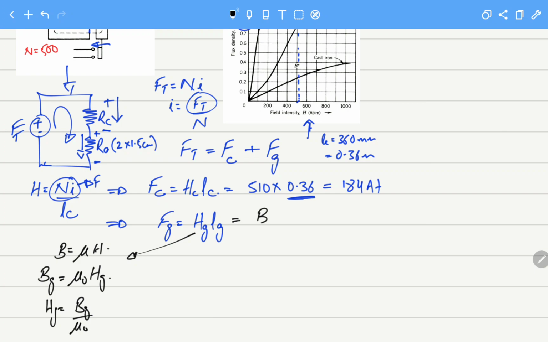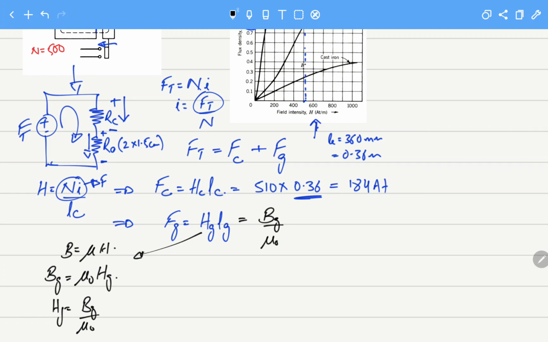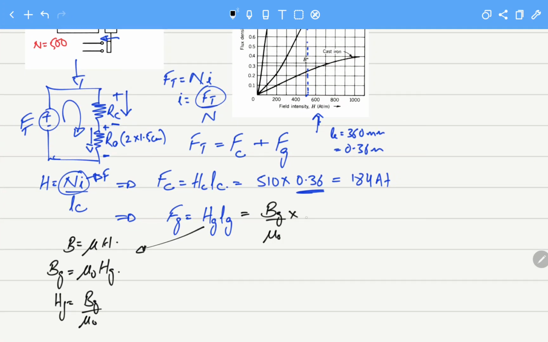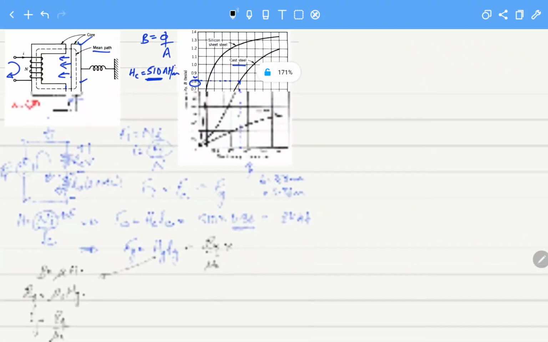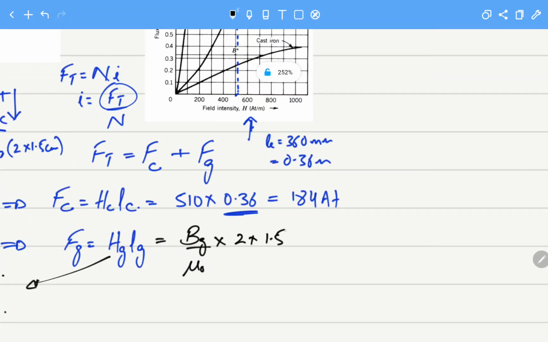So this equation will become Bg over mu naught into Lg, that is the length of the gap. G is for gap. We have combined it together, so this will become 2 into 1.5 centimeters, and we will convert this centimeter into meter by multiplying it with 10 to the power minus 2. So yes, students, it will become like this, and Bg is the value of the flux density.